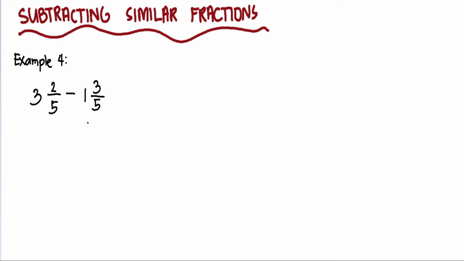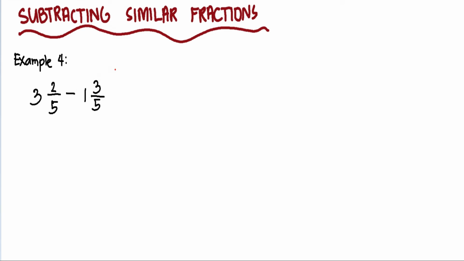Now, as you can see, this is actually a fraction where we have to borrow. So, this time we have to borrow because, try to look at the numerator. We have 2 minus 3. Therefore, we cannot subtract 2 minus 3. That cannot be. So what are we going to do?